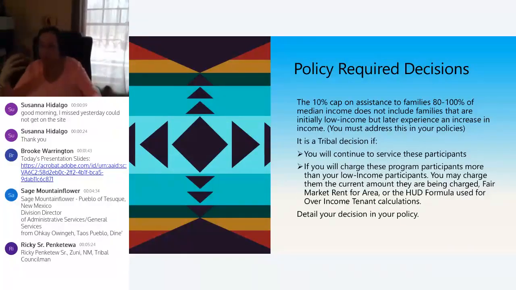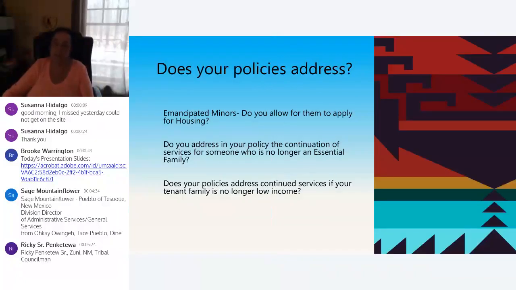So if you're going to charge those program participants more than your low-income participants, you can charge them the current amount they're being charged, a fair market for your area, or the HUD formula used for over-income tenant calculations. Make sure you detail your decisions in your policy.